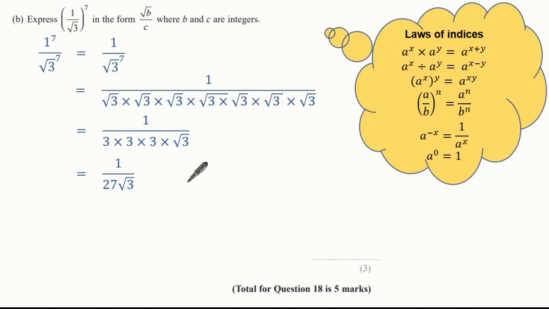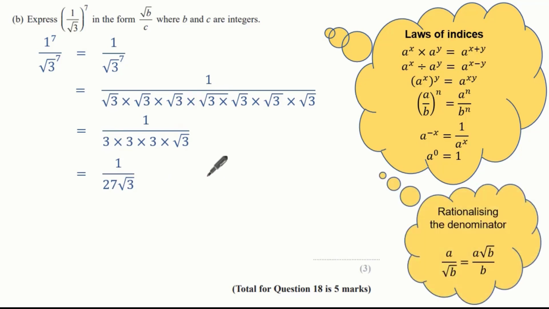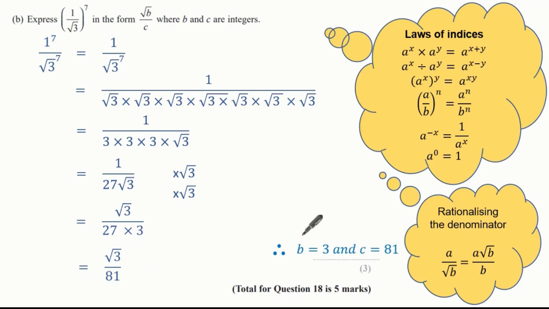Now we need to recognize the question wants us to rationalize the denominator. So remember, whenever you rationalize the denominator, you multiply the numerator and denominator accordingly to ensure the denominator is rational. In this case, I'm going to multiply the numerator and denominator by root 3. Multiplying the numerator by root 3 gives me root 3 over 27 times root 3, which is 81. Working this out, we have root 3 over 81. So therefore, my answer is b is 3 and c is 81.